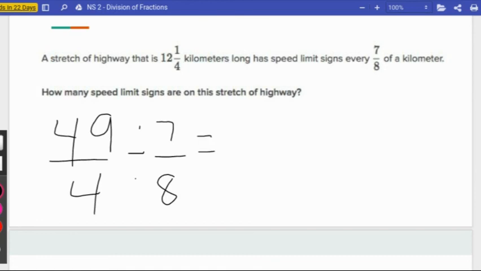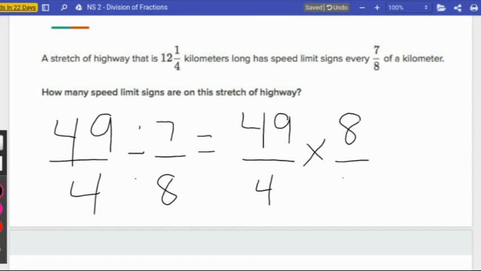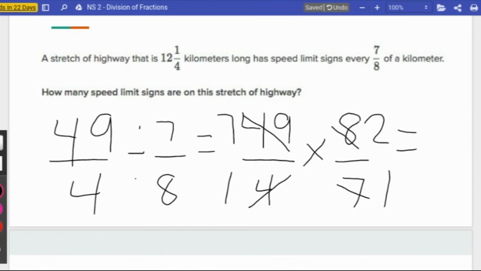Now I'm going to rewrite that as a multiplication problem. I'm going to freeze that first number because I can't change how much highway I have. I'm going to use the opposite operation, and then I'm going to flip that second number, and I am going to simplify first because those are big numbers which will make it hard to simplify in the end. So I'm going to divide 49 and 7 by a factor of 7, and I'm going to divide 4 and 8 by a factor of 4. And that makes my number so much smaller and so much easier to multiply.